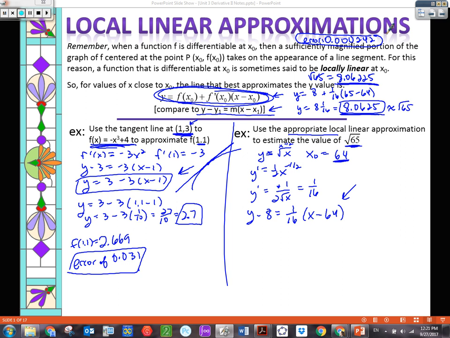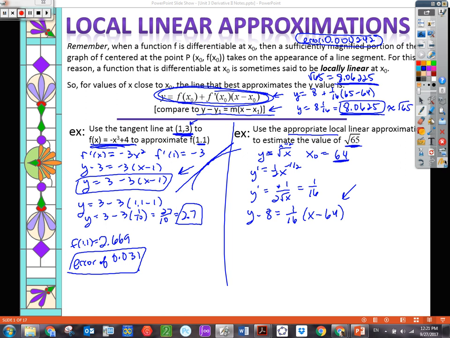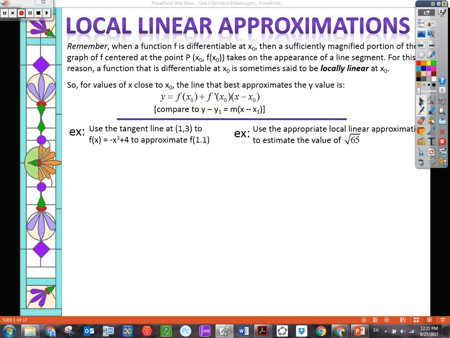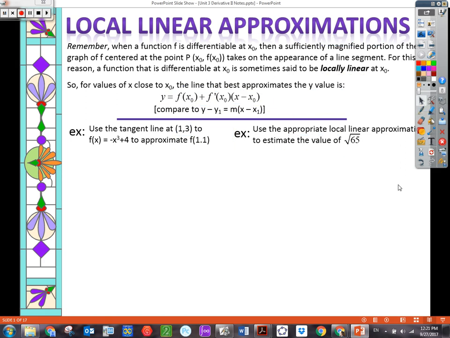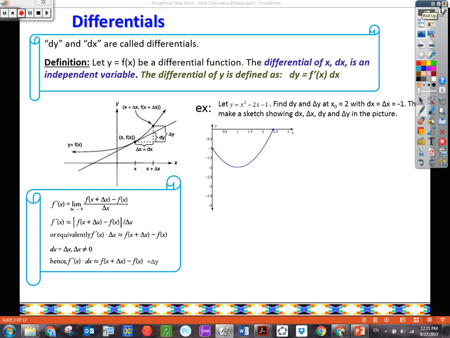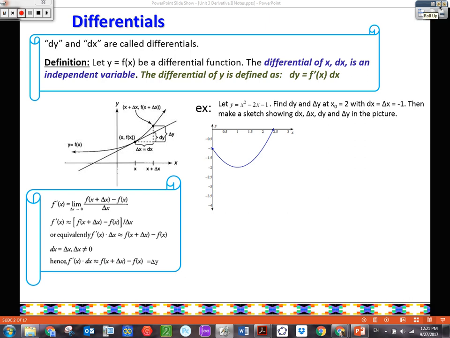Okay. The other concept that we are covering, which is related to this, is differentials, which is a bit more abstract, a bit more intense. So let me get to that lesson. That's on the second slide. So let's talk about differentials. So dy and dx, those are called differentials.